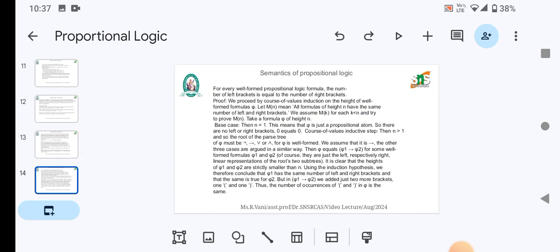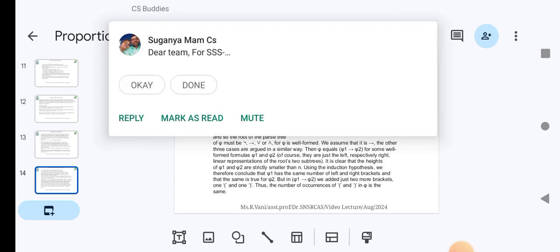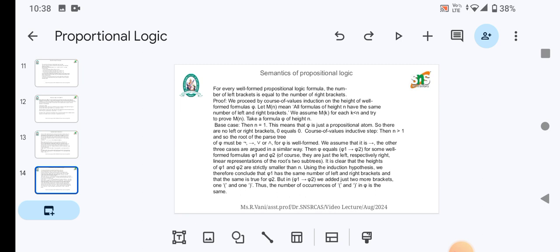The next topic is the semantics of propositional logic. What is the semantics of propositional logic? For every well-formed propositional logic formula, the number of left brackets must be equal to the number of right brackets. Here we proceed by induction on the height of well-formed formulas, to prove that all formulas of height n have the same number of left and right brackets. We assume m of k for each k less than n and try to prove m of n.